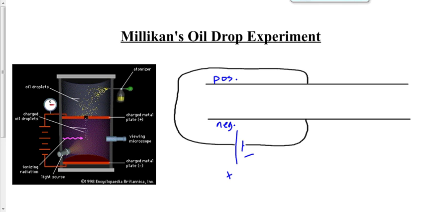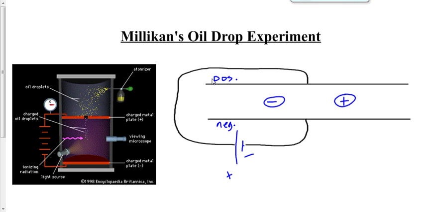Some of them may already be charged due to rubbing against each other or due to rubbing against the nozzle of the perfume dispenser or the atomizer. Some of them may not be charged. We may have to expose these oil droplets to X-rays to ionize them. It doesn't really matter how they become charged. Bottom line is these microscopic oil droplets that came from this atomizer or perfume dispenser become charged. So we're going to look at what happens if they become negatively charged, and we're going to look at what happens if they become positively charged.